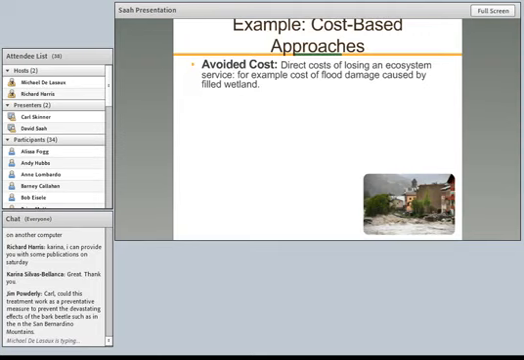And how do you actually do that? What are some of the methods that people actually use? Well, you've got these generic cost-based approaches. The first one is really these avoided costs.